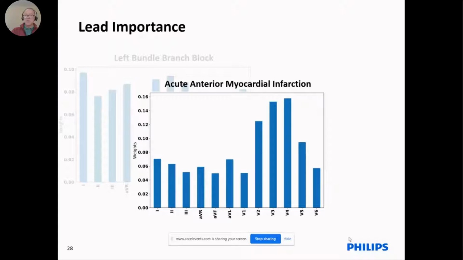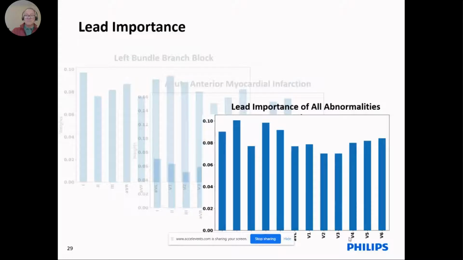Another clear example, acute anterior myocardial infarction. And no surprise there, the leads that we call anterior leads, V2 and V3, end up being the most important. That's where we see the ST elevation. And finally, when we look across the whole database, across all of our abnormalities, we get a lead importance that looks like this. And here you see that lead 2 is the highest.